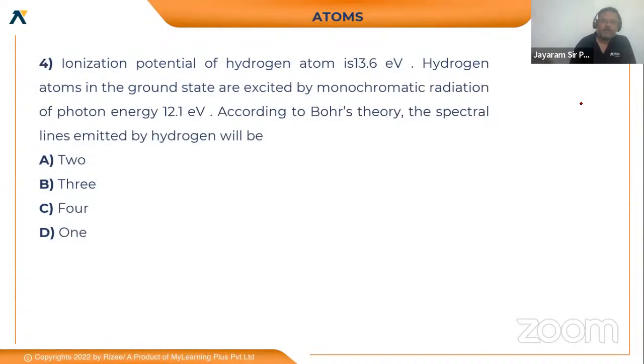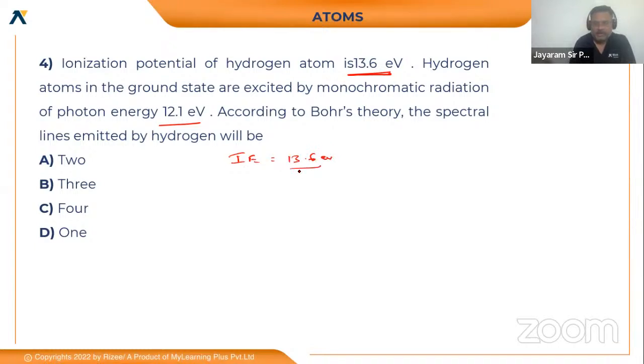Next one. Ionization potential, what do you mean by ionization? You need to send an electron which is in the ground state out of all the shells, that is, removed from the influence of the nucleus. So the ionization potential of hydrogen is 13.6. Hydrogen atoms in the ground state are excited by monochromatic radiation of energy. Energy is also given. According to Bohr's theory, he is asking the number of spectral lines. So the ionization energy is given as 13.6 electron volts.